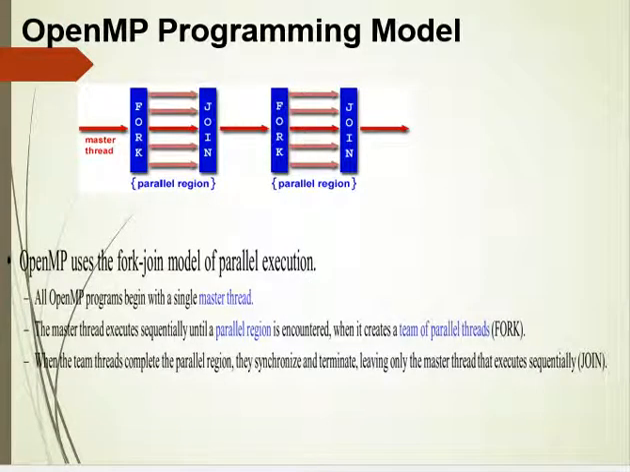This is the OpenMP programming model. Here is a master thread, which uses the fork-join model of parallel execution. All OpenMP programs begin with a single thread called the master thread. The master thread executes sequentially until a parallel region is encountered, when it creates a team of parallel threads, called fork. When the team threads have completely executed, they join and produce a result.